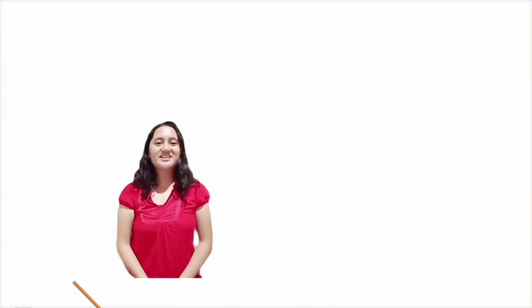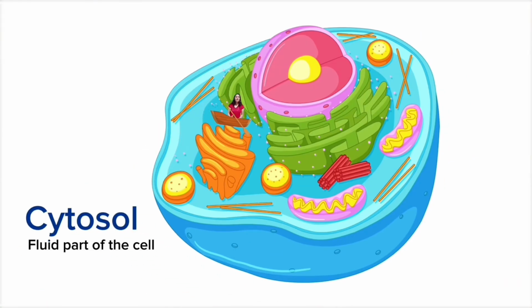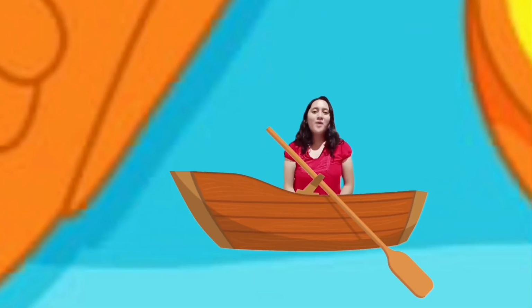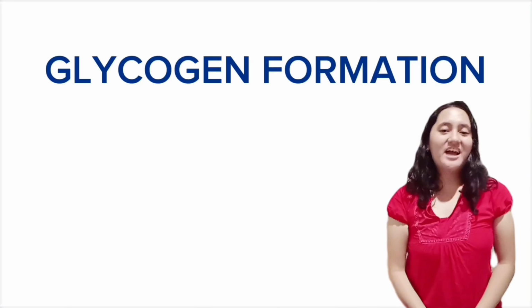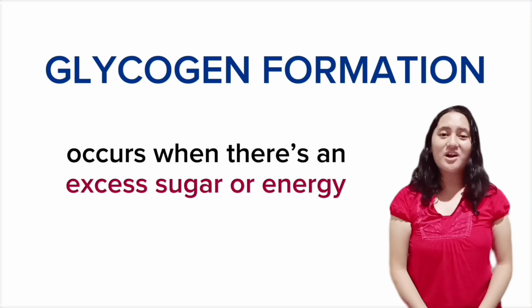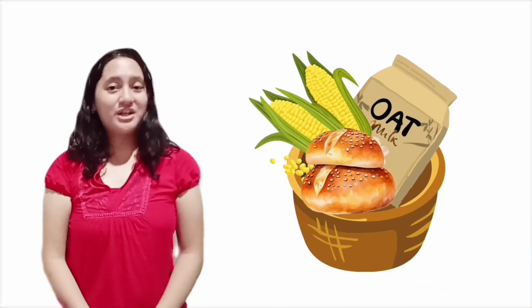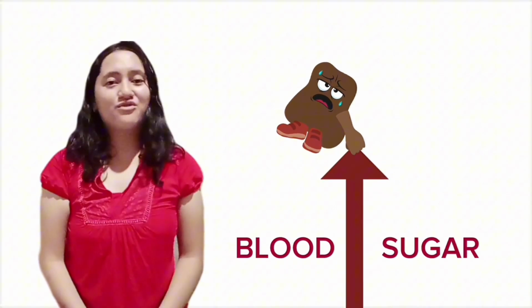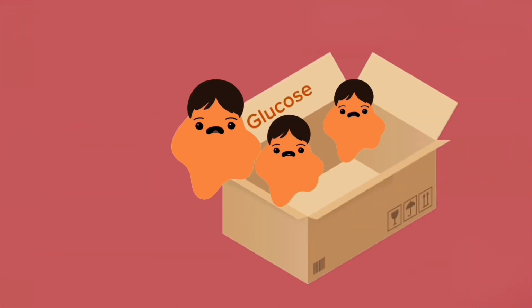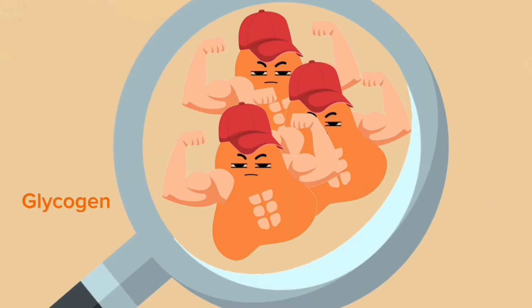This occurs in the cytosol, the fluid part of our cell, where other metabolic processes take place. Glycogen formation occurs when there is excess sugar or energy in our body. After consuming particularly carbohydrates, our blood sugar levels rise. But in response, our body stores glucose in the form of glycogen.